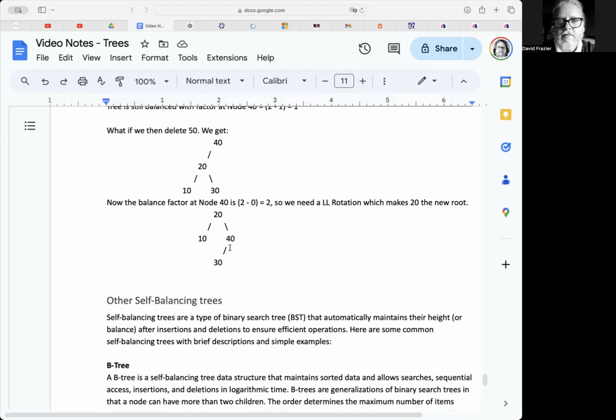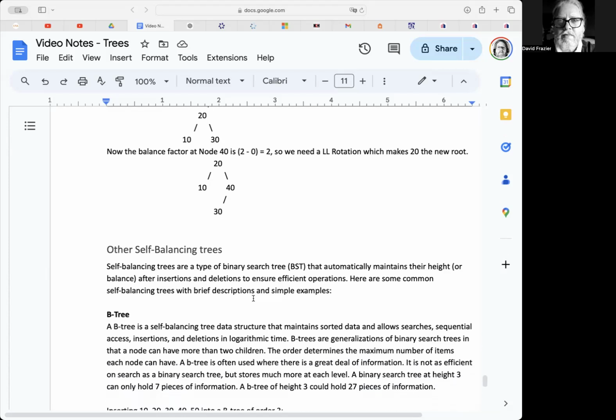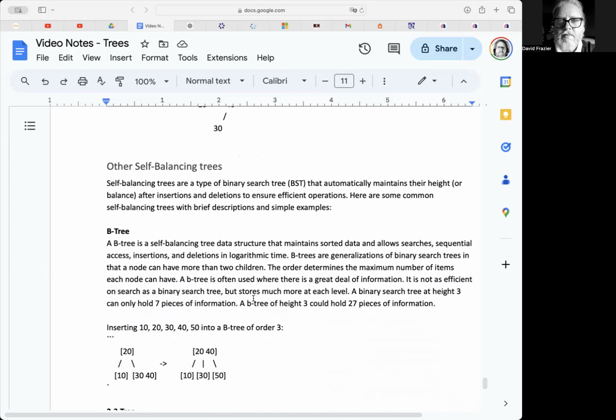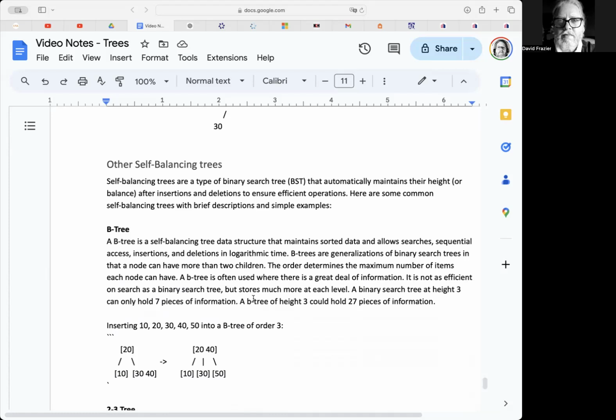Okay. So there are some other strategies that people have come up with in order to deal with this. And I think probably the most used and the most useful one is a B tree. Okay. B does not stand for binary. It's not a binary tree. It's a B tree. It's a different thing altogether.